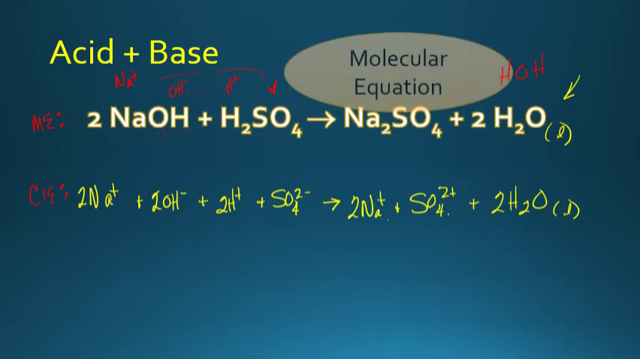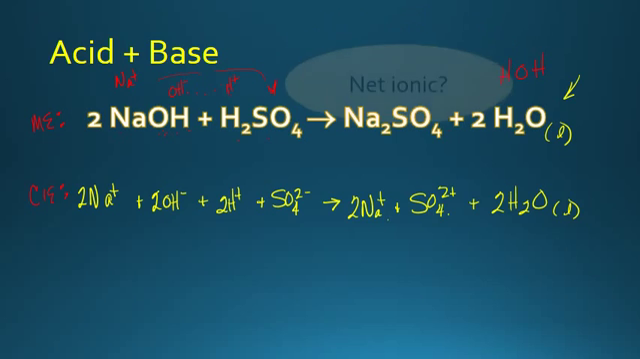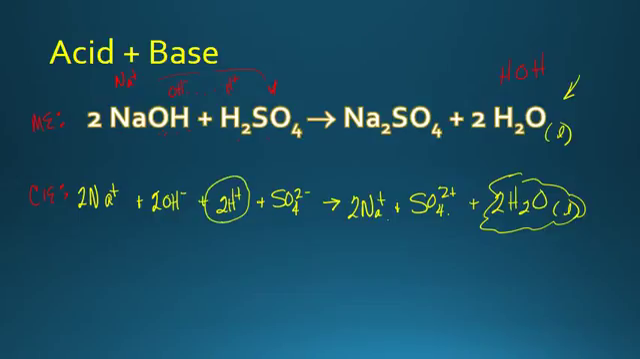The key question now is, well, there's your molecular, there was your complete ionic. What's the net going to be? Well, we know this is our product. So what 2 things went into making the water? The hydrogen ions and the hydroxide ions. So go ahead and pause the video and see if you can come up with the net ionic equation.